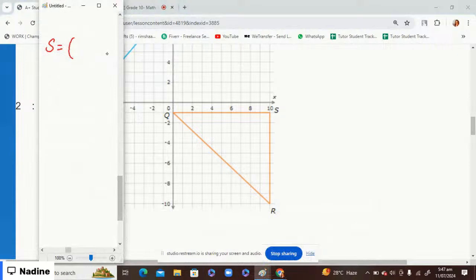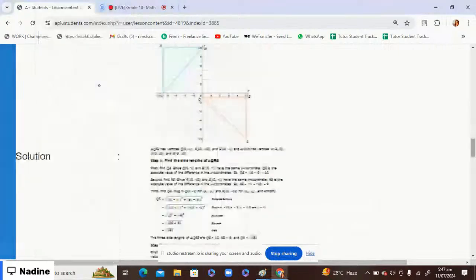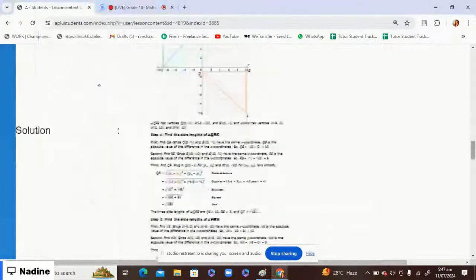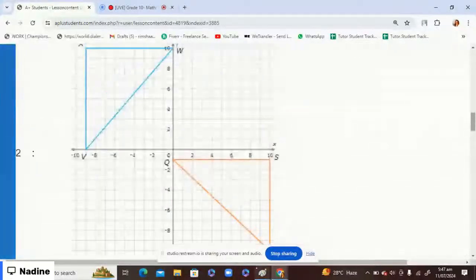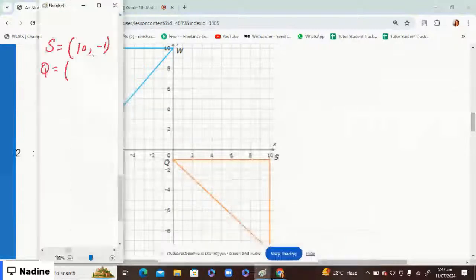It lies here, this is 10 and it's not 0, it's minus 1. So 10 and minus 1. Okay, what is point q? Look here, this basically lies on the line, so you are just finding out these points. Look here, it's 0, x is 0. Why is x 0? Because it lies on that line. So x is 0, and what is y? That is minus 1. Only the y point is moving here.